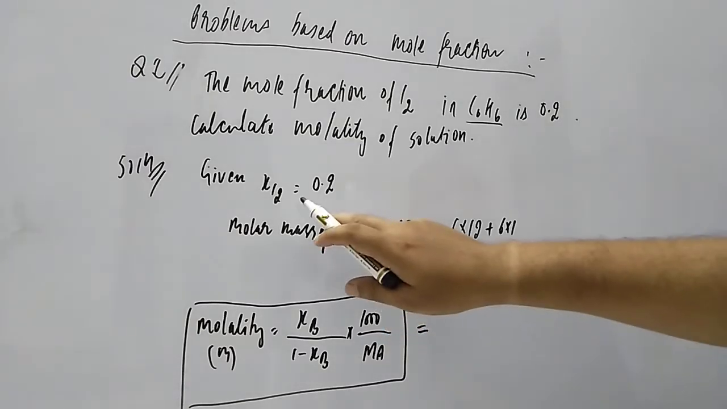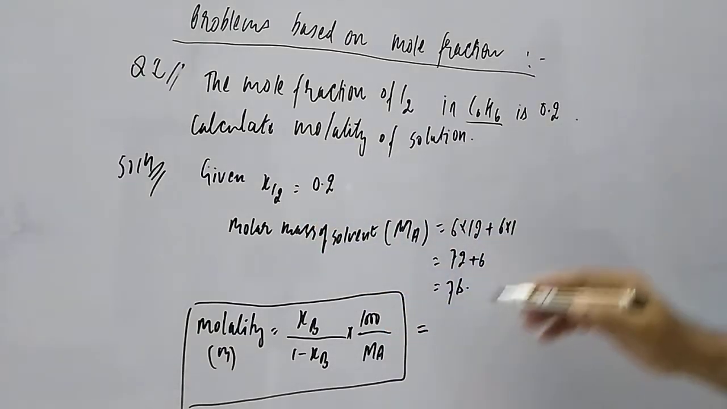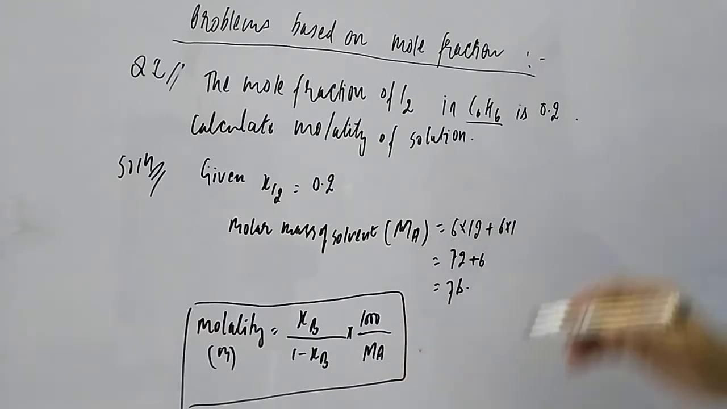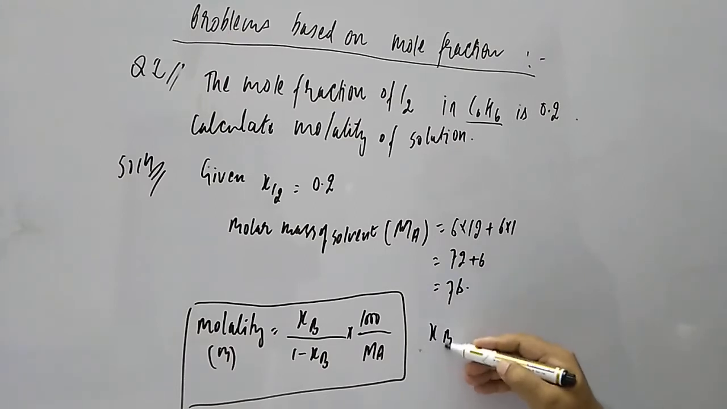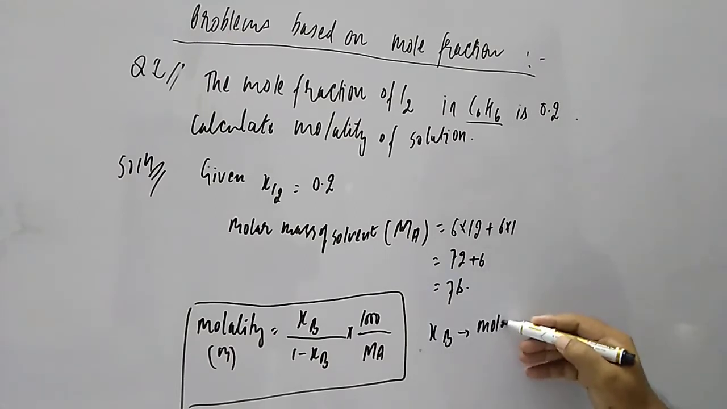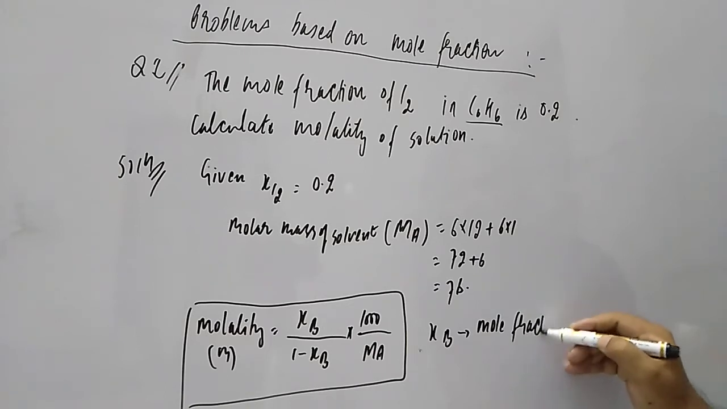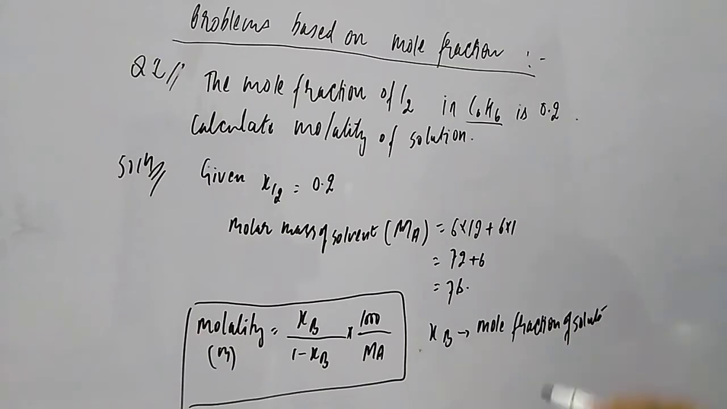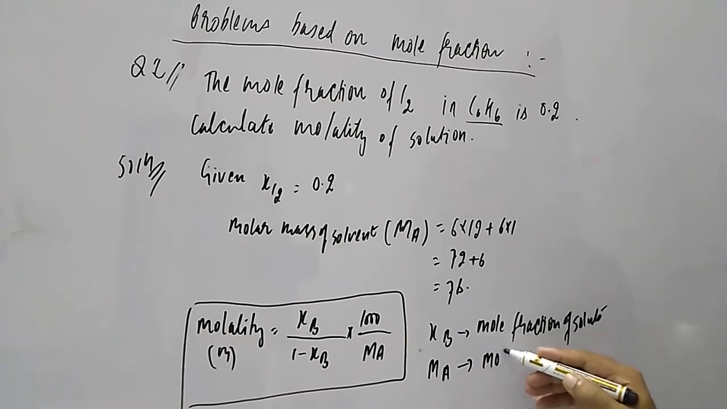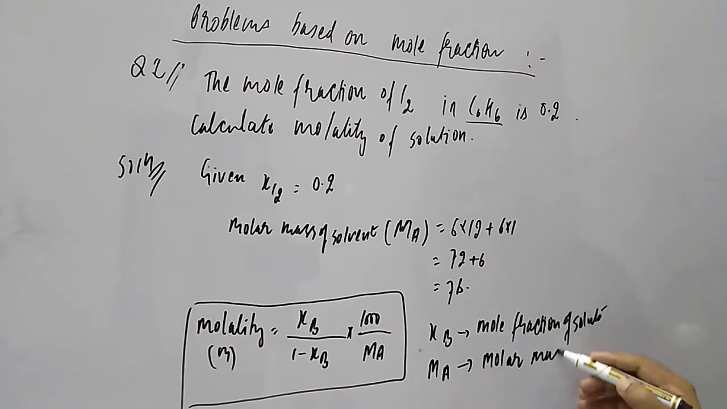We can also define the terms. xb is the mole fraction of solute. Solute means the substance which is going to dissolve. And Ma, a for solvent, is the molar mass of the solvent. These two terms are being used in this definition.